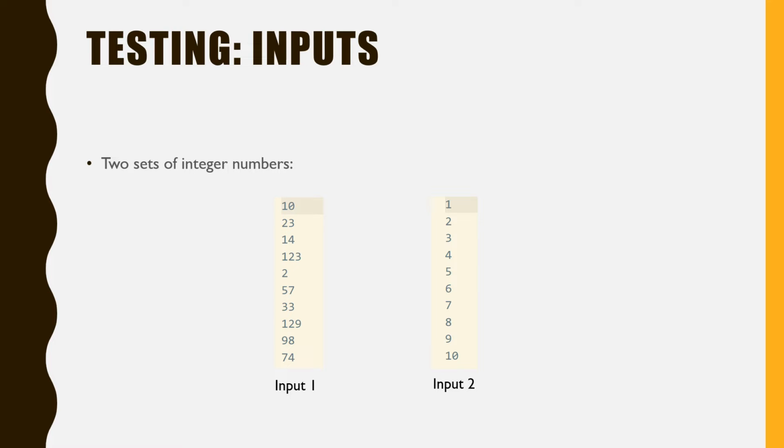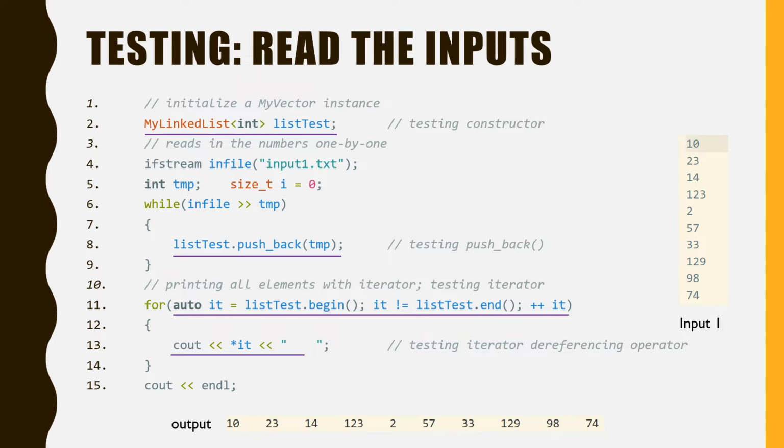First, let's look at the inputs. We have two sets of integers shown here in the slide. We will primarily operate on the first set of integers, and we'll use the second set to test our splice or merge operation. Let's begin with testing whether we can properly read in the inputs.